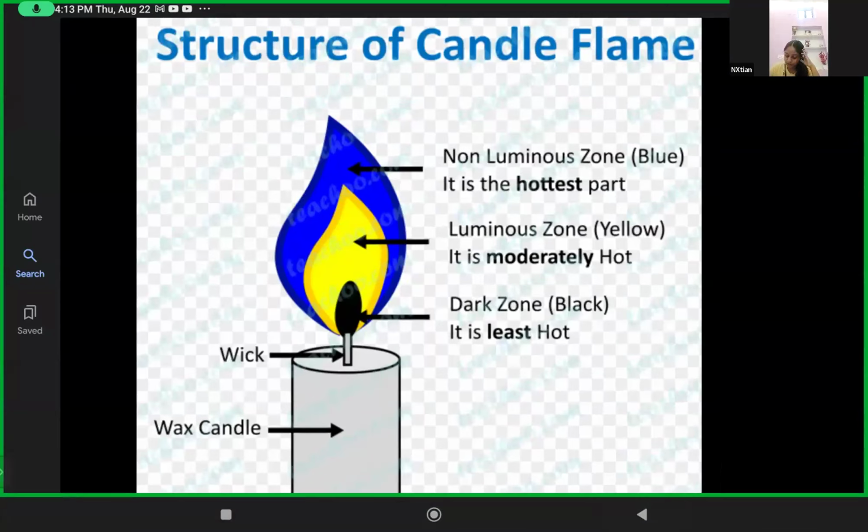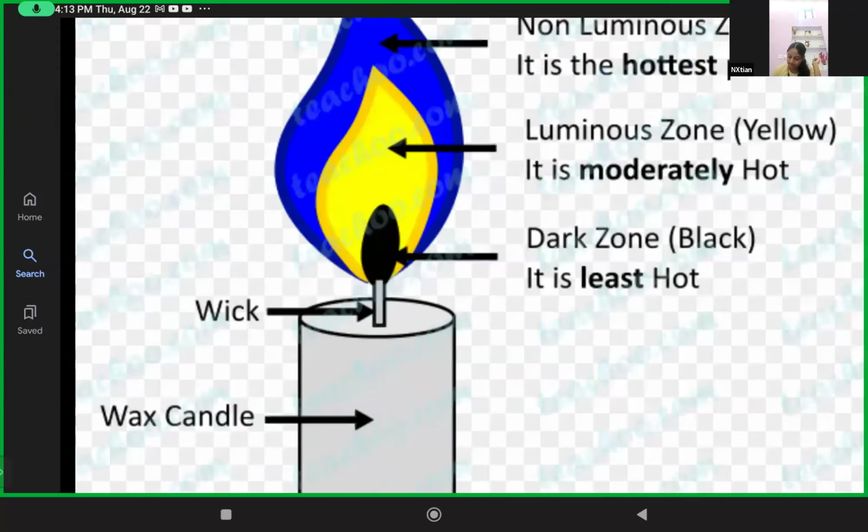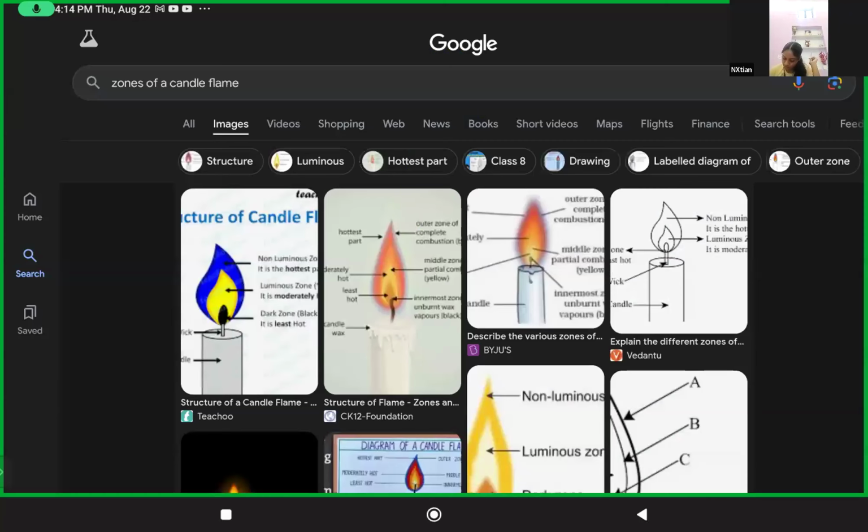Moderately hot. And the non-luminous zone is the blue part, which is the hottest. That is the outermost part of the flame. The center is moderately hot. And then the dark zone, that is the black part, the innermost layer, is the least hot. This is the wick and this is the wax candle.